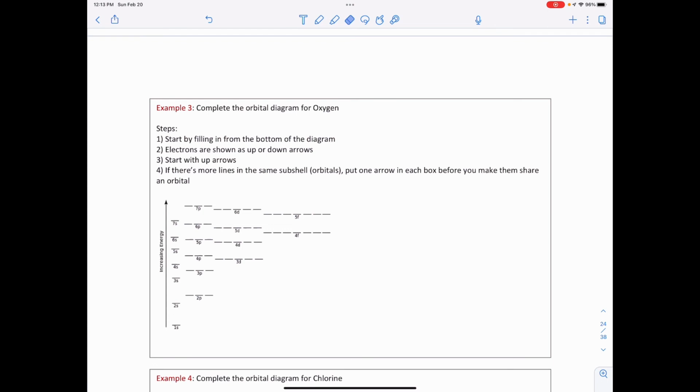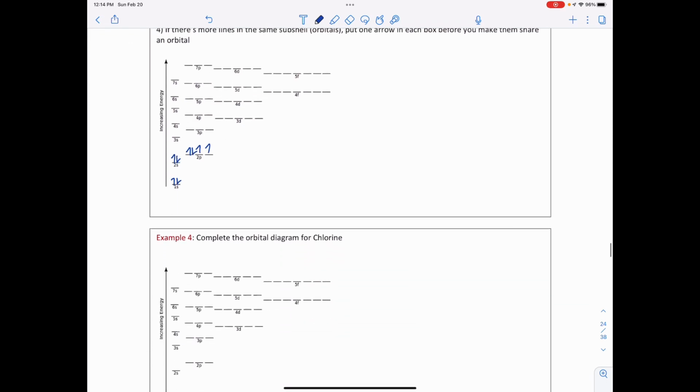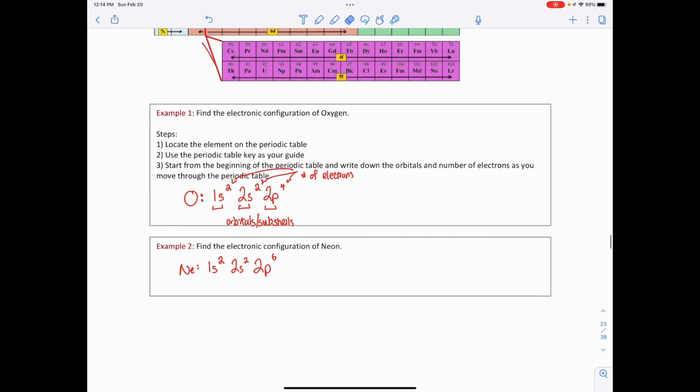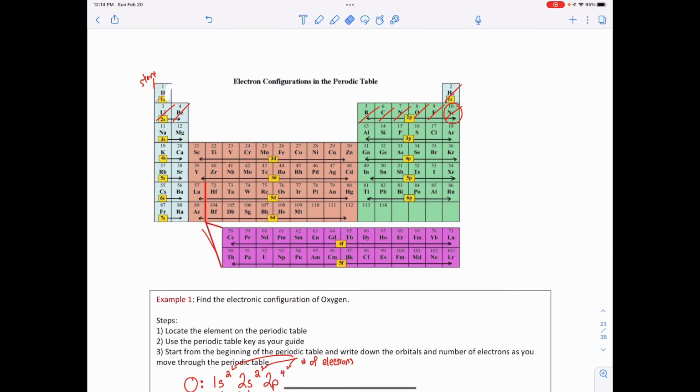Once again, oxygen, 1, 2, 3, 4, 5, 6, 7, 8. Chlorine, which we did earlier. Let's take a look at chlorine. Chlorine has 17 electrons: 1, 2, 3, 4, 5, 6, 7, 8, 9, 10, 11, 12, 13, 14, 15, 16, 17. Or if we look at the periodic table, we can try to figure out the electronic configuration. Let's see if it matches that.